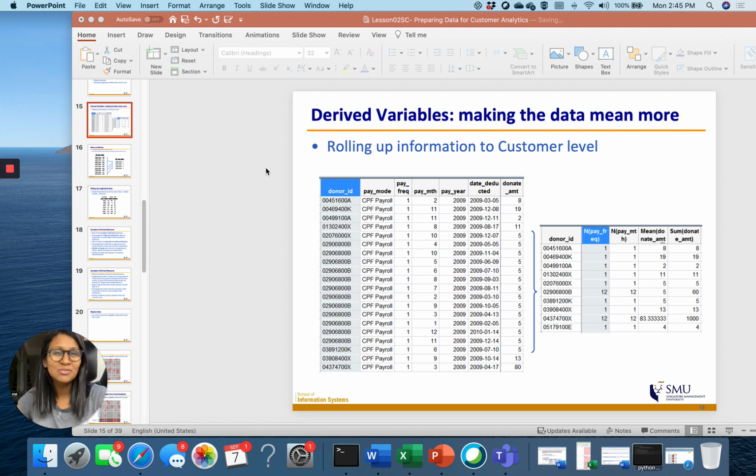And what we do in customer analytics is we think about what is that customer ID, what is the definition of that customer ID, and we roll up information at that customer level. Now, this requires a certain amount of data processing because you're looking at multiple accounts, for example, and rolling up that information to represent a particular customer. So that's one way in which you can derive new variables.